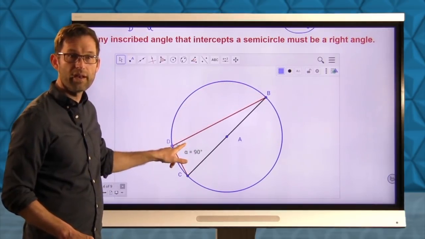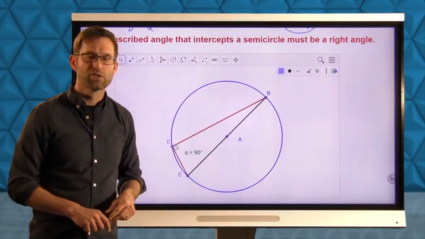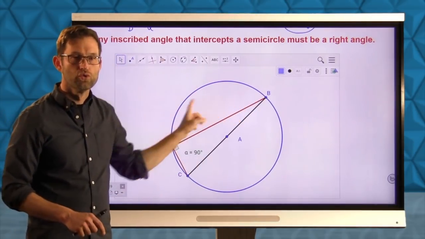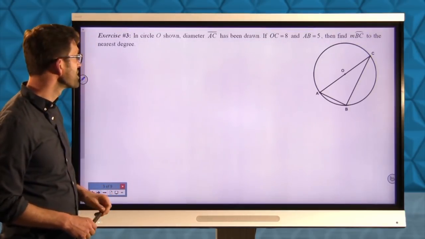No matter where I put it, that is a 90-degree angle. All right, really kind of neat. I could do this all day. But you probably wouldn't want to watch the video then. All right, so let's keep going. Let's see another problem that involves this.